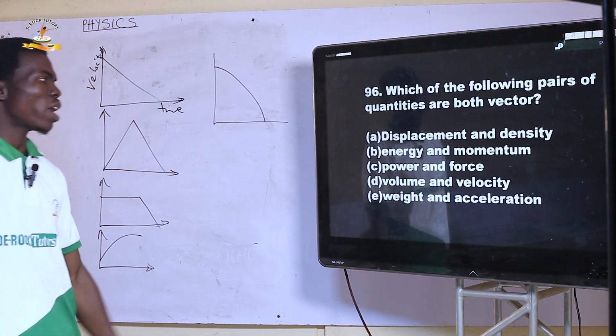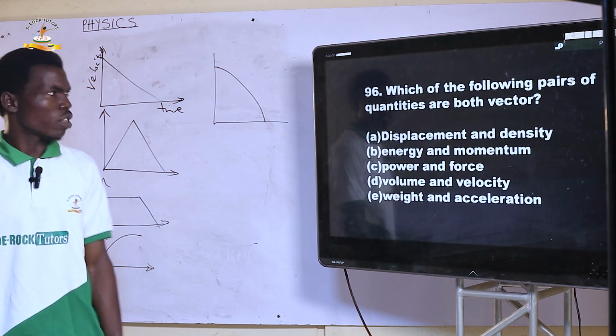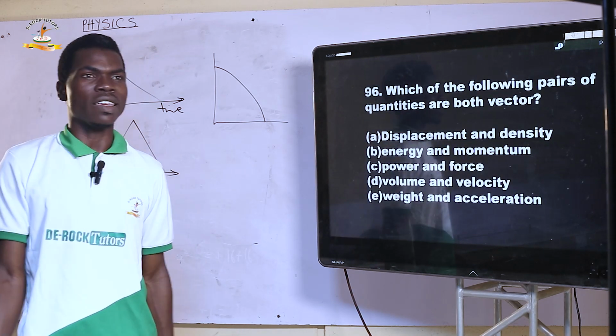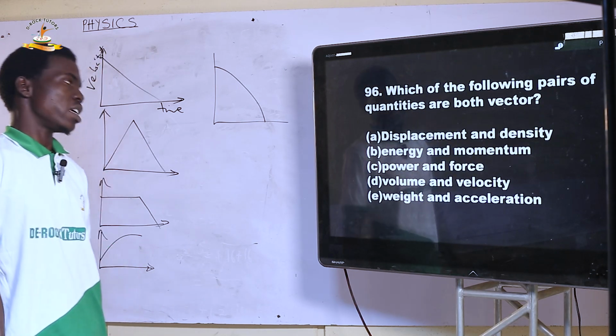And we look at the last option, weight and acceleration are both vector quantities. So the correct option is option E. Question 96, the option is E. Next.